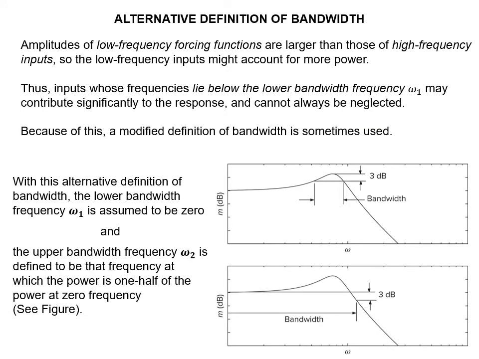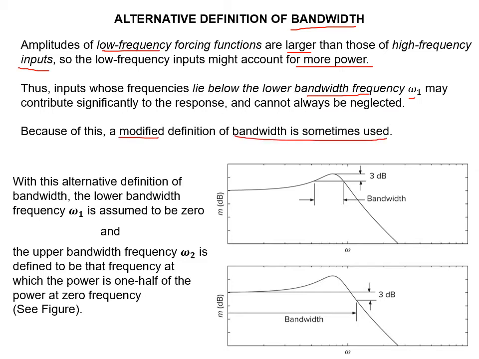We're going to look at an alternative definition for bandwidth here. The amplitudes of low-frequency forcing functions are larger than the amplitudes of the high-frequency inputs, so our low-frequency inputs might account for more power. What this means is that the frequencies beneath our lower bandwidth frequency, omega 1, may contribute pretty significantly to the response, and they can't always be neglected. Because of this, a modified definition of bandwidth is sometimes used.